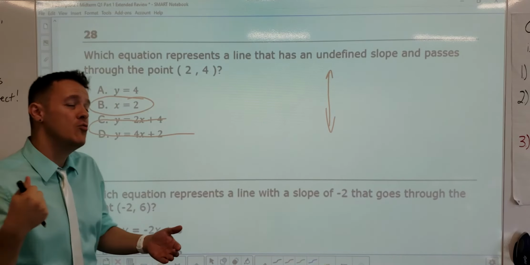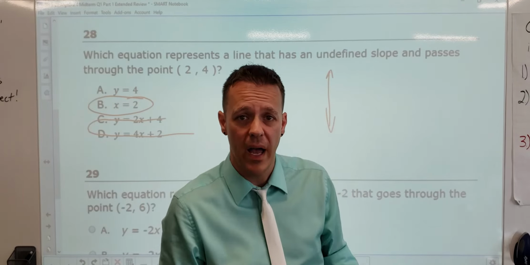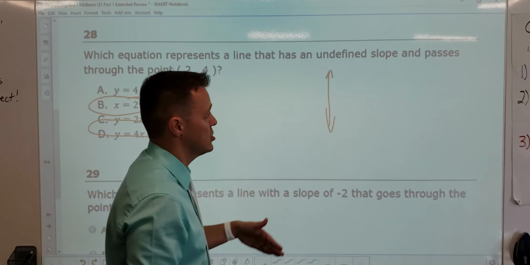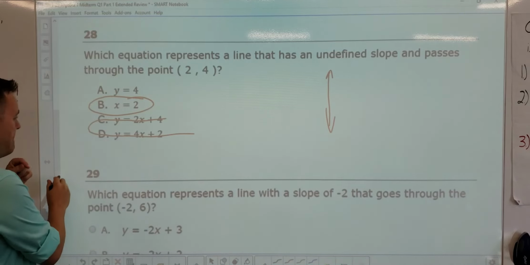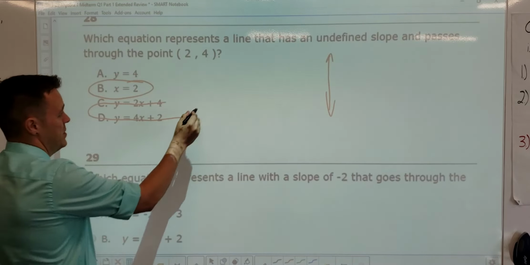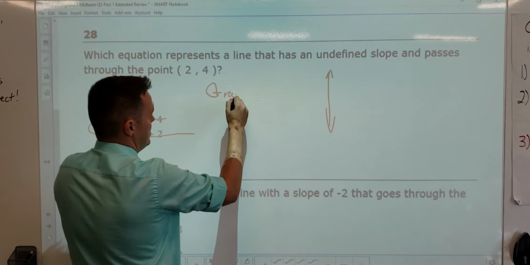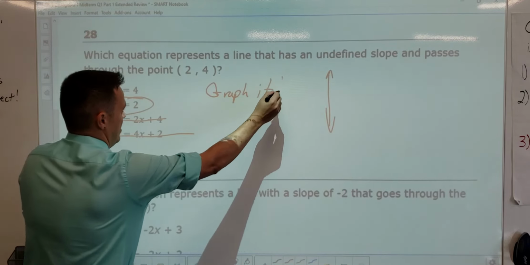So this is if you don't know the difference between x and y, okay? If this said 0 slope, it would be letter A. This says undefined, it's letter B. Graph it, okay? And that would be another thing you would say is graph it in Desmos, okay? Just graph it as an answer.